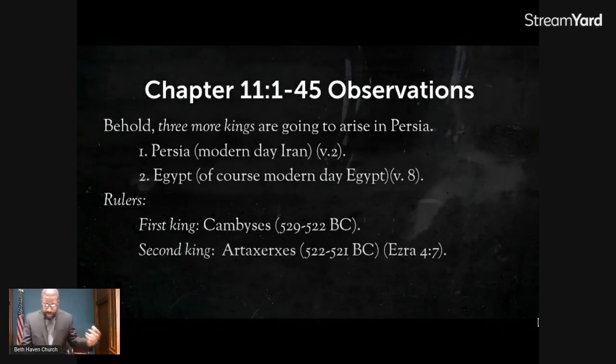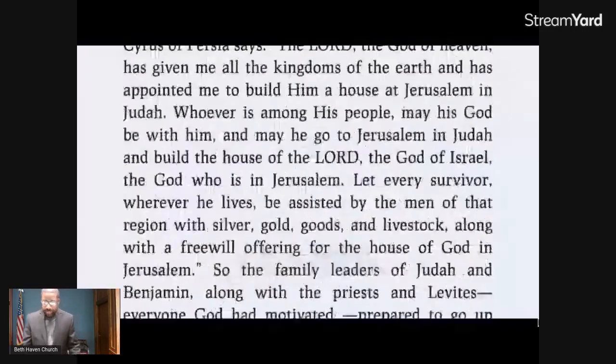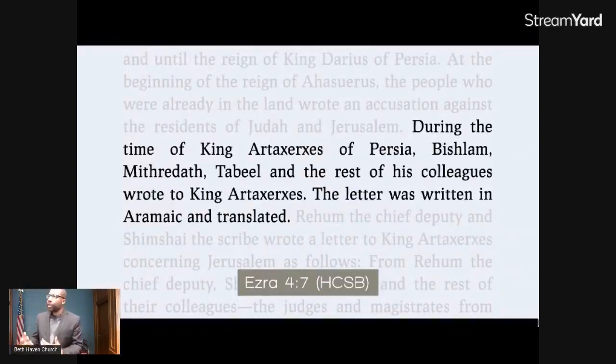The second king is Artaxerxes from 522 to 521 BC. Artaxerxes is mentioned in the book of Ezra, chapter 4, verse 7. As they returned to build the temple and begin preparations for doing that, we find during the time of King Artaxerxes of Persia, Bishlam, Mithredath, Tabeel, and the rest of his colleagues wrote to Artaxerxes in a letter written in Aramaic. Okay? This is concerning, again, the activity of the building of the temple.